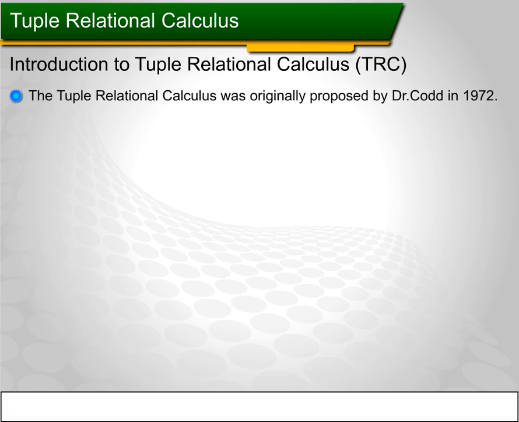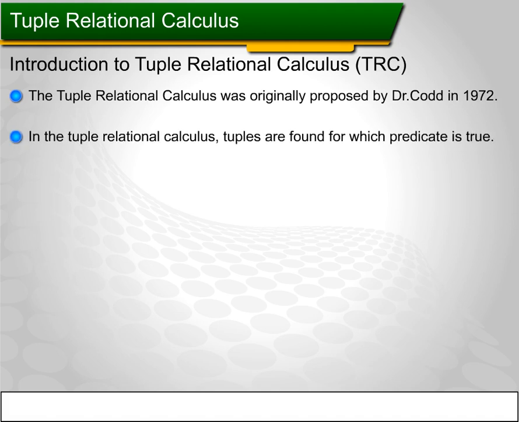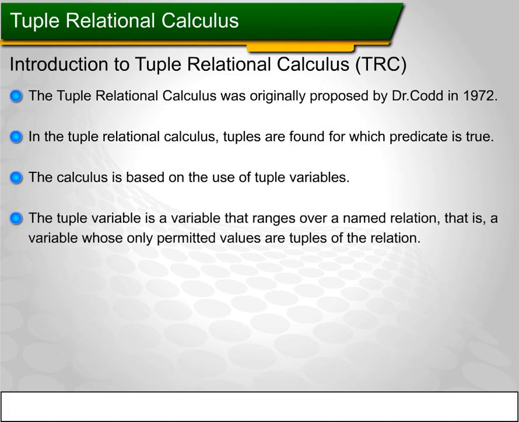The Tuple Relational Calculus was originally proposed by Dr. Codd in 1972. In the Tuple Relational Calculus, tuples are found for which a predicate is true. The calculus is based on the use of tuple variables. A tuple variable is a variable that ranges over a named relation, that is, a variable whose only permitted values are tuples of the relation.